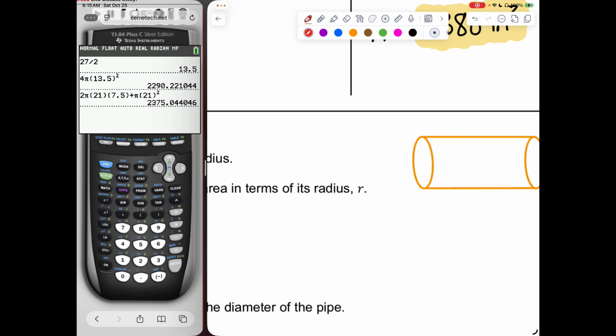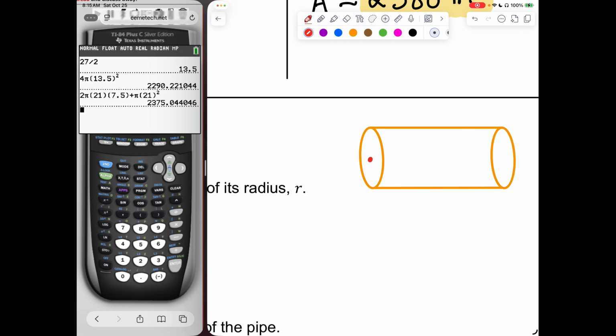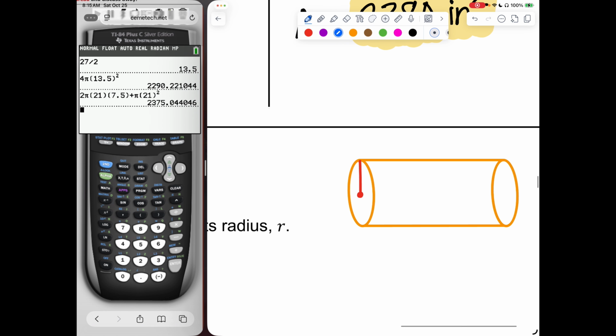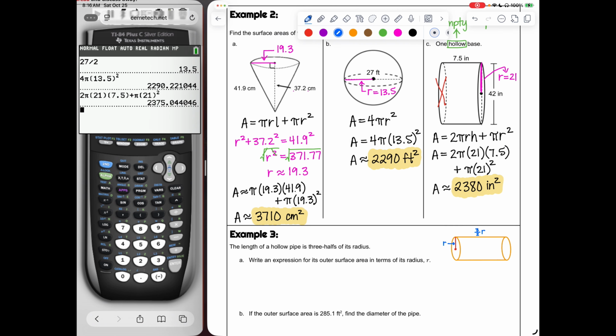So one thing that we do know is that if we were to draw this pipe, our radius would be here. So if our radius is here, we have to then label based off of the word prompt. It says that the length of the hollow pipe is 3/2 of its radius. So if I know that my radius is r, then I know that the length is going to be 3/2 times that radius. So I'm just going to label it.